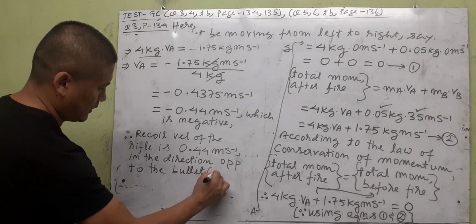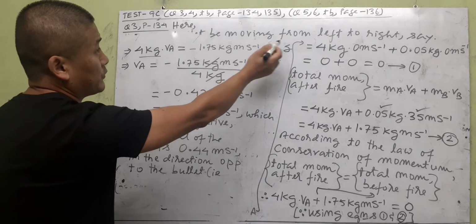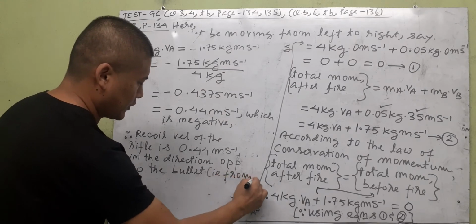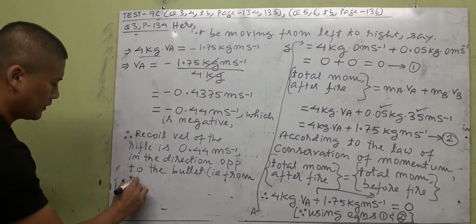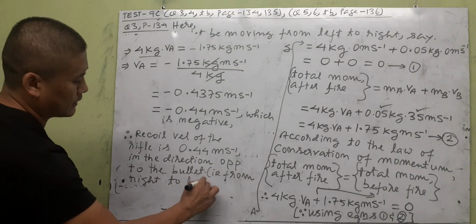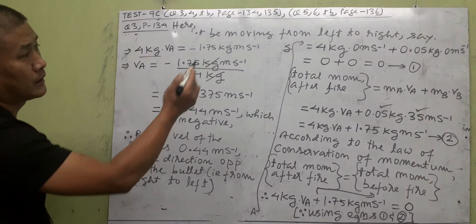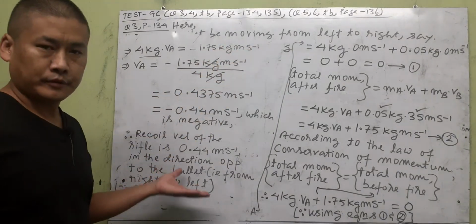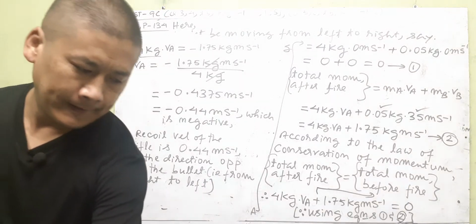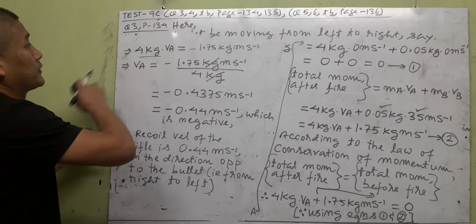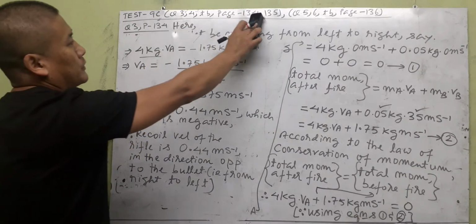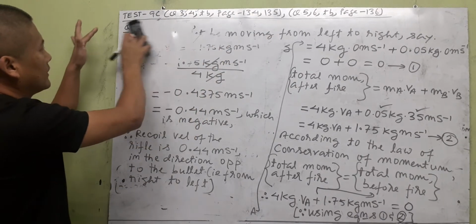Meaning the bullet was assumed to be moving from left to right, so the recoil velocity is from the opposite, from right to left. This makes us understand, that's why we're using the term left to right. Otherwise, even without using that, the answer is correct. Okay, so next, one more question. In this class we'll do this 3 and 4. The next class we'll do this, after which you can take this 9C test.